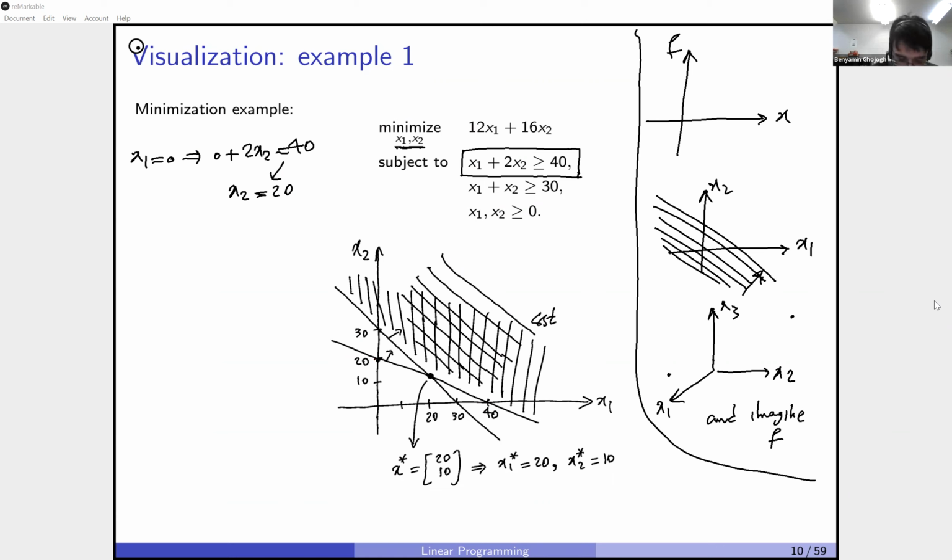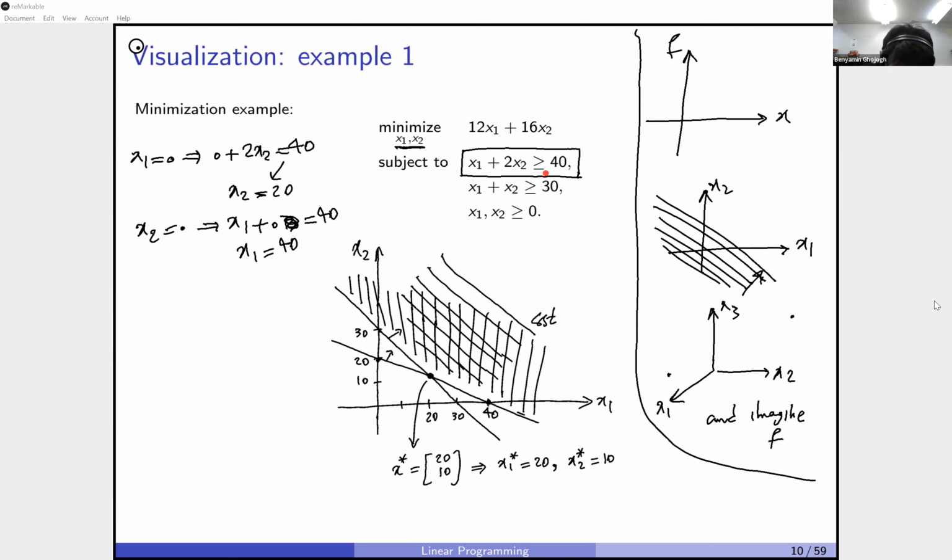This is a point. Now, the other way around. Put x2 to 0, x1 plus 0 equals 40. So x1 is 40. We are here. x2 is 0 and x1 is 40. Now, connect these by a line. Why? Because it's an affine function. So we can connect these two by a line. So this is the equation of this inequality constraint.